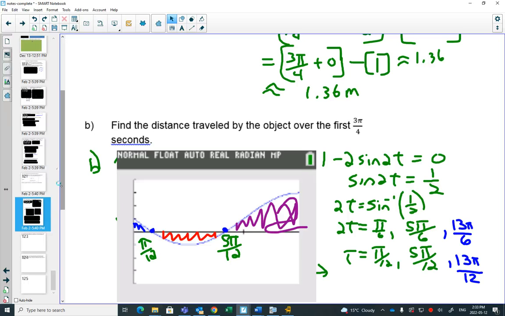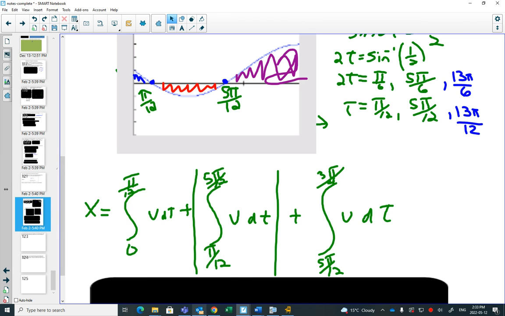So the blue area will be positive, the purple area will be positive, and the red area will be negative. So when we set up our integral, we'll have our integral from 0 to pi over 12. Our integral from pi over 12 to 5 pi over 12. And our integral from 5 pi over 12 to 3 pi over 4.